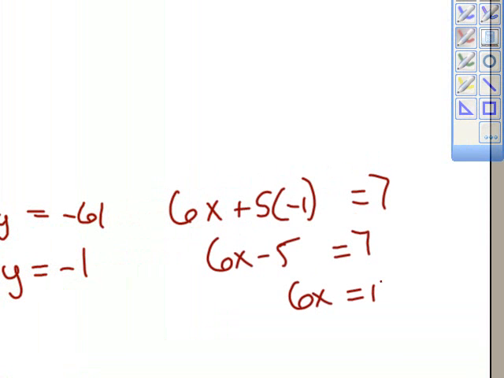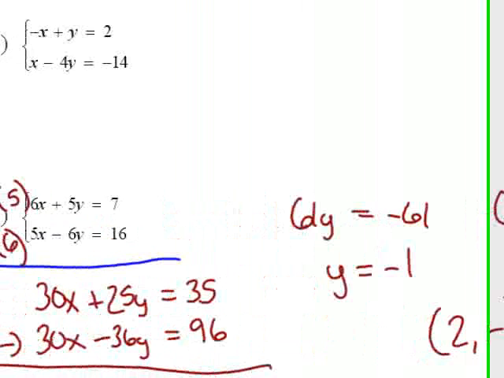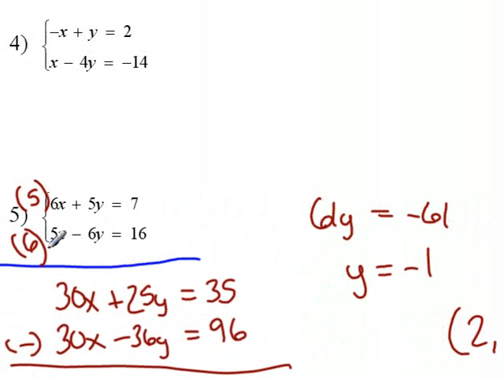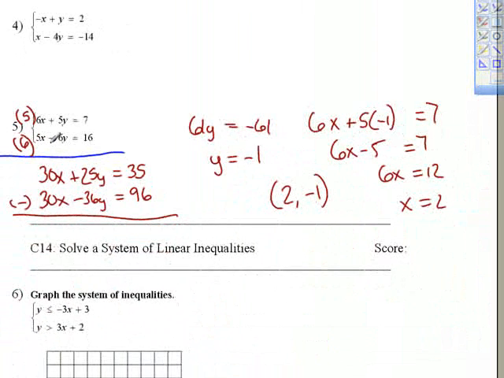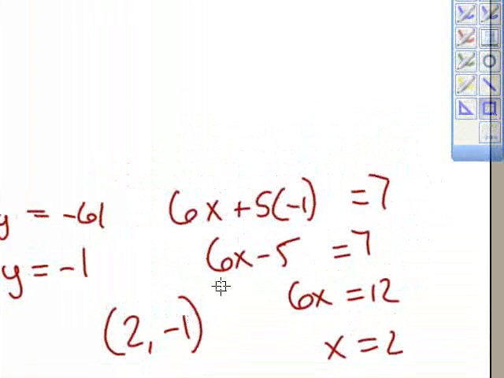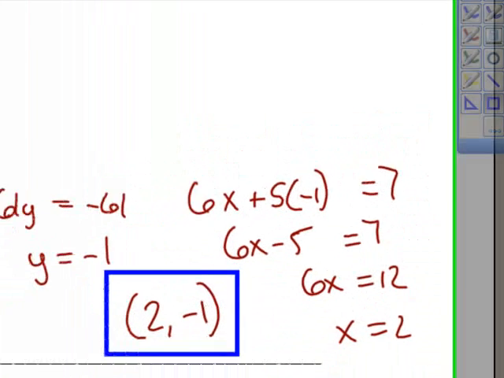Add the 5 to both sides. 6x equals 12, and divide by 6, x equals 2. So it looks like the solution is (2, -1). Let's check that in the second equation. 5 times 2 is 10. Negative 6 times negative 1 is positive 6. 10 and positive 6 is 16. So this solution is correct and can't be wrong.